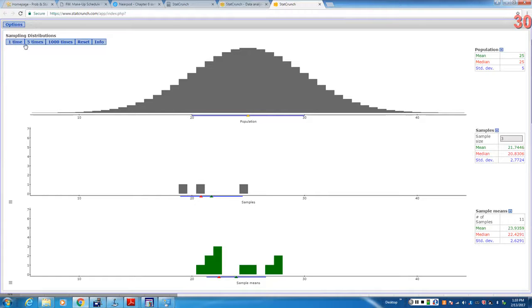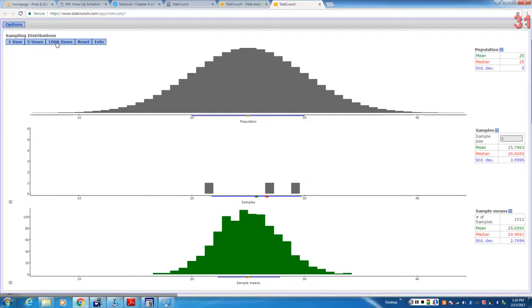Now, instead of taking 5 at a time, I'm going to take 1,000 at a time. So now that means I'm going to take 1,011 samples. Okay? So here we go. Now that's really quick. So we take 1,000 samples. So now we have 1,011 samples. Do you see what I'm saying? I took a sample, sample, sample, just sampling, tons of samples.